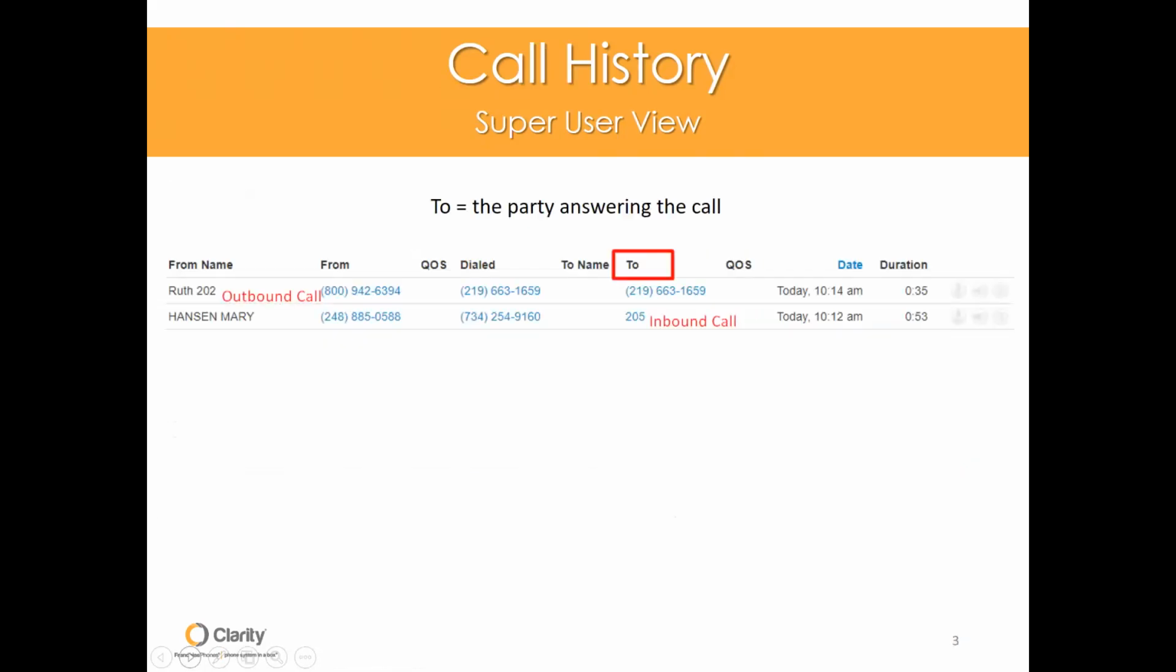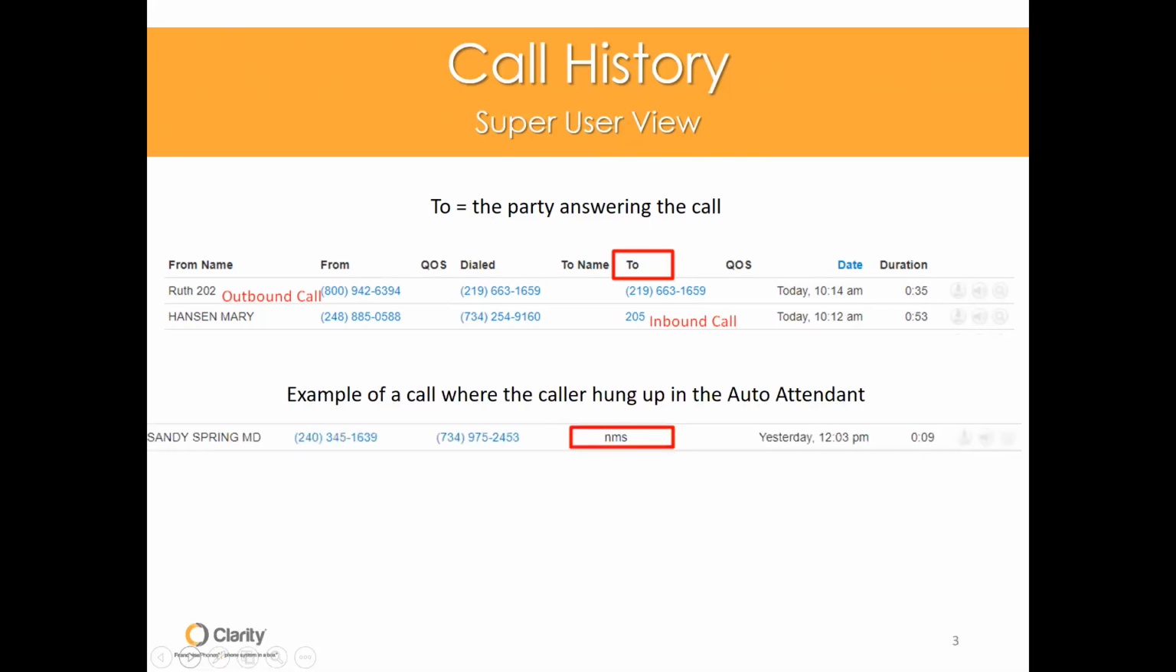All right. And then just a quick one, this is the two-party answering the call, so inbound call and outbound call. That's a pretty simple slide. And the next one is an example of the caller hanging up in the auto attendant, where it will say NMS. I don't know if you guys remember seeing that.